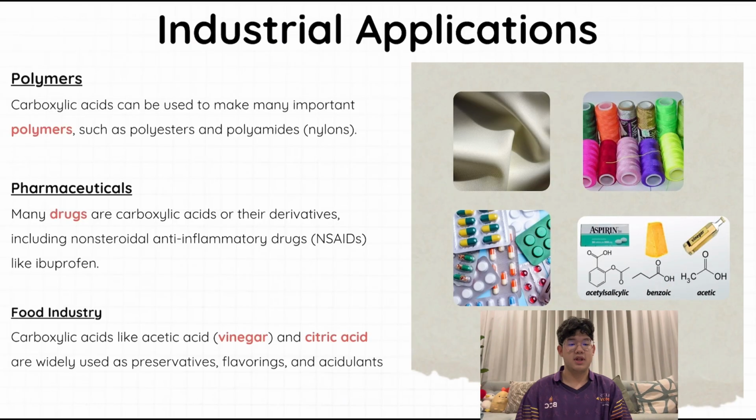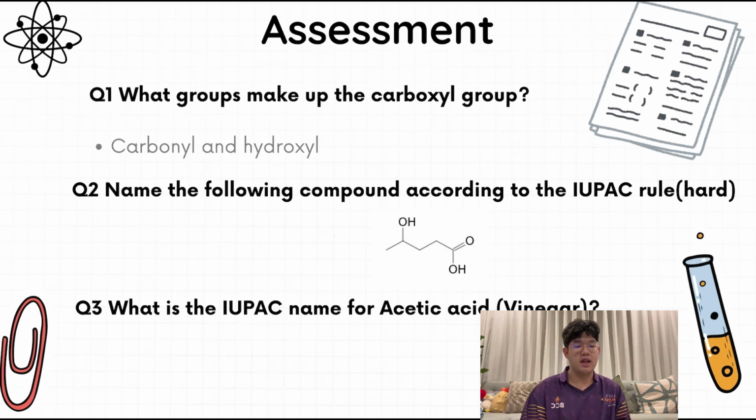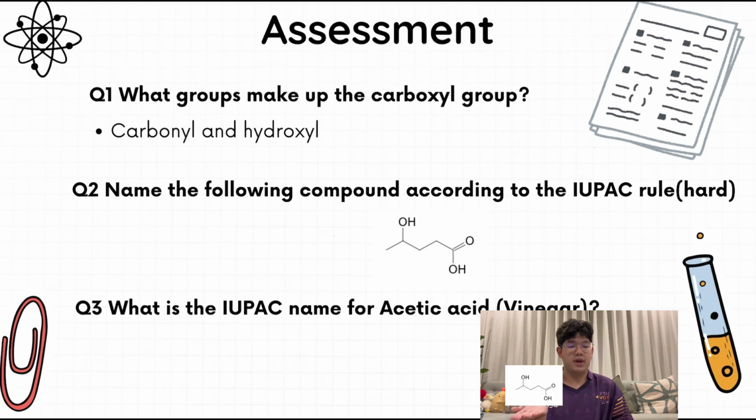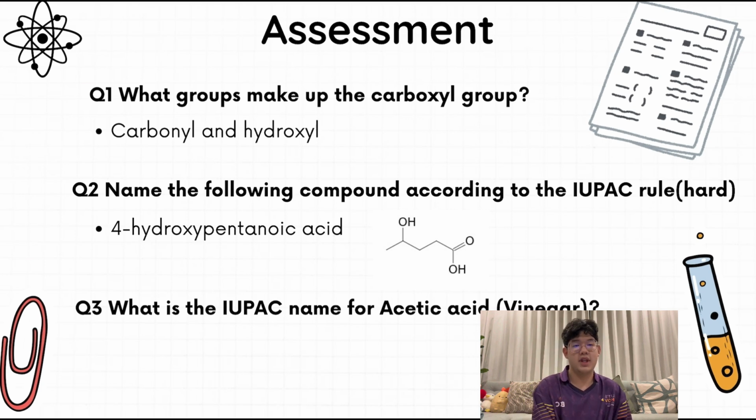Next is the assessment. The first question asks what groups make up the carboxyl group. The answer is they are made up from combining two groups, that is the carbonyl group and the hydroxyl group. And the next is naming the compound above. The name is 4-hydroxypentanoic acid. And lastly, what is the IUPAC name for acetic acid, or commonly called vinegar? Its name is ethanoic acid.